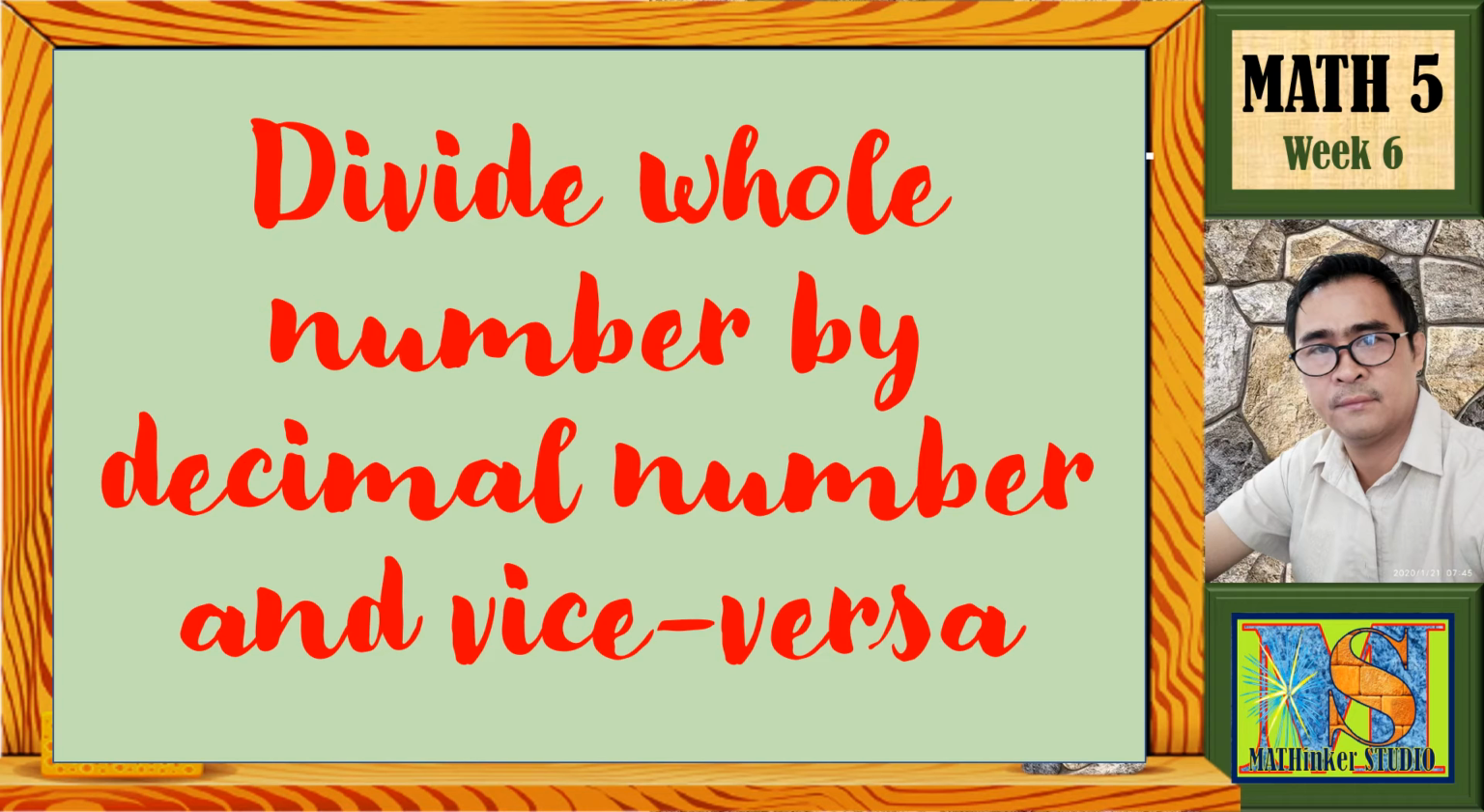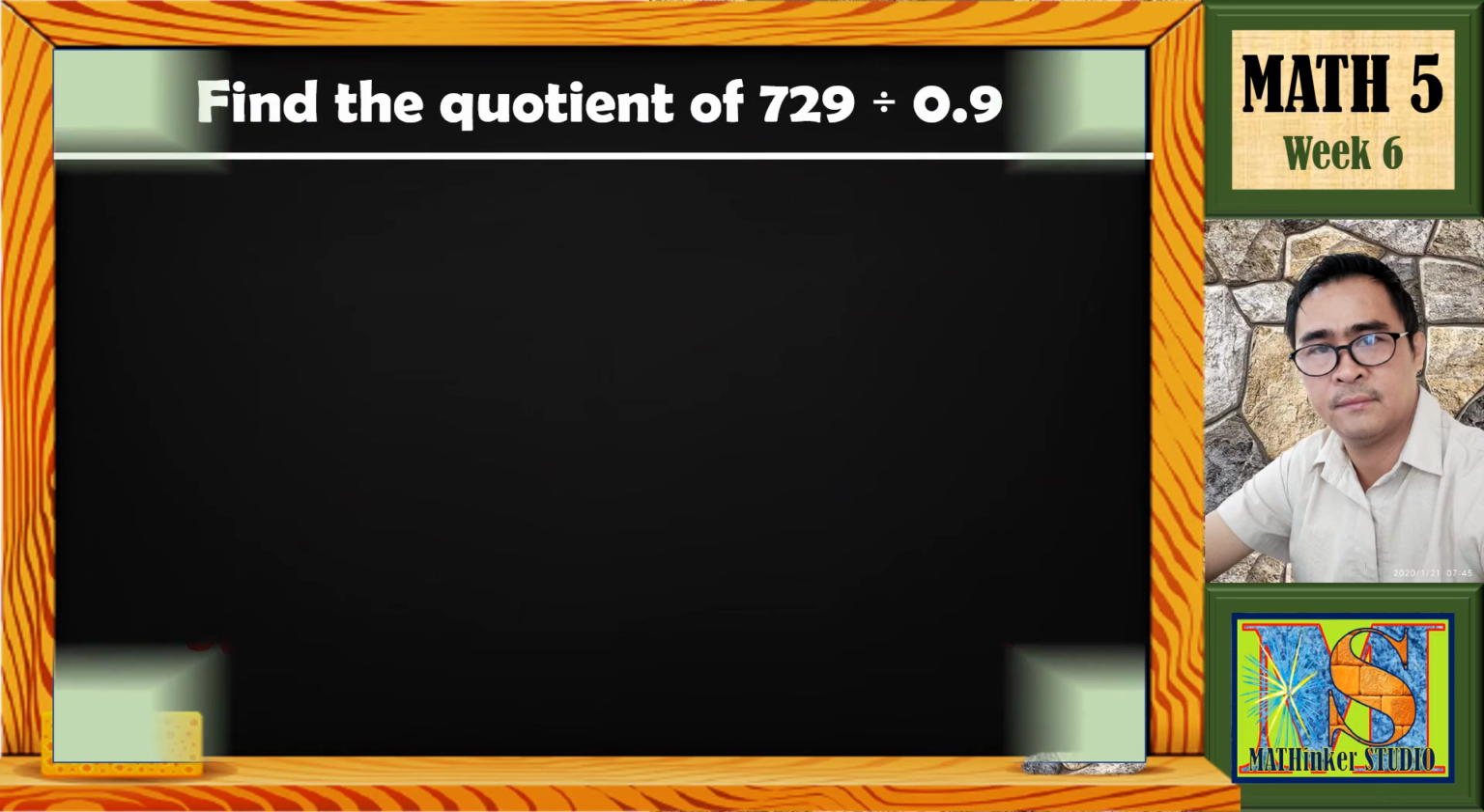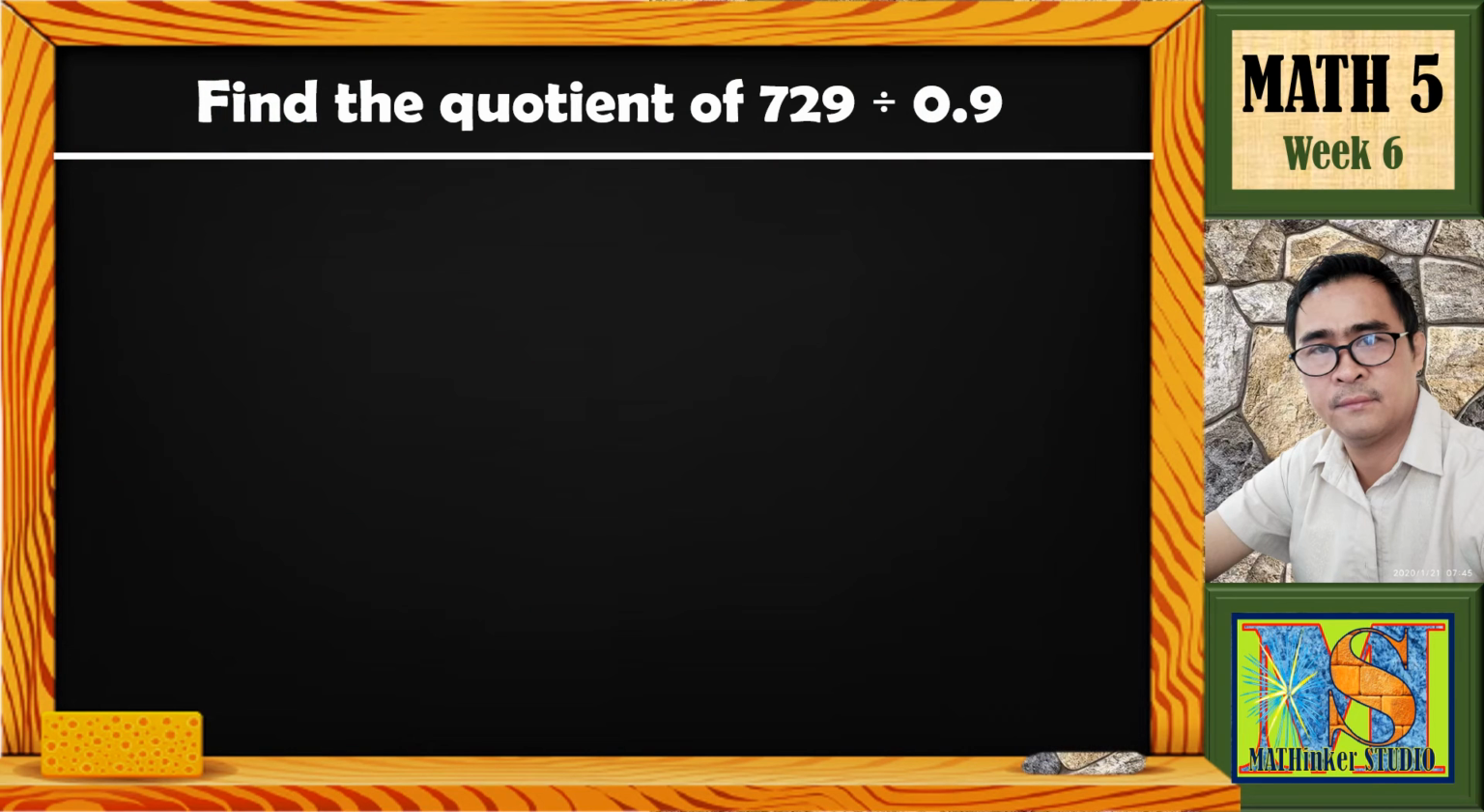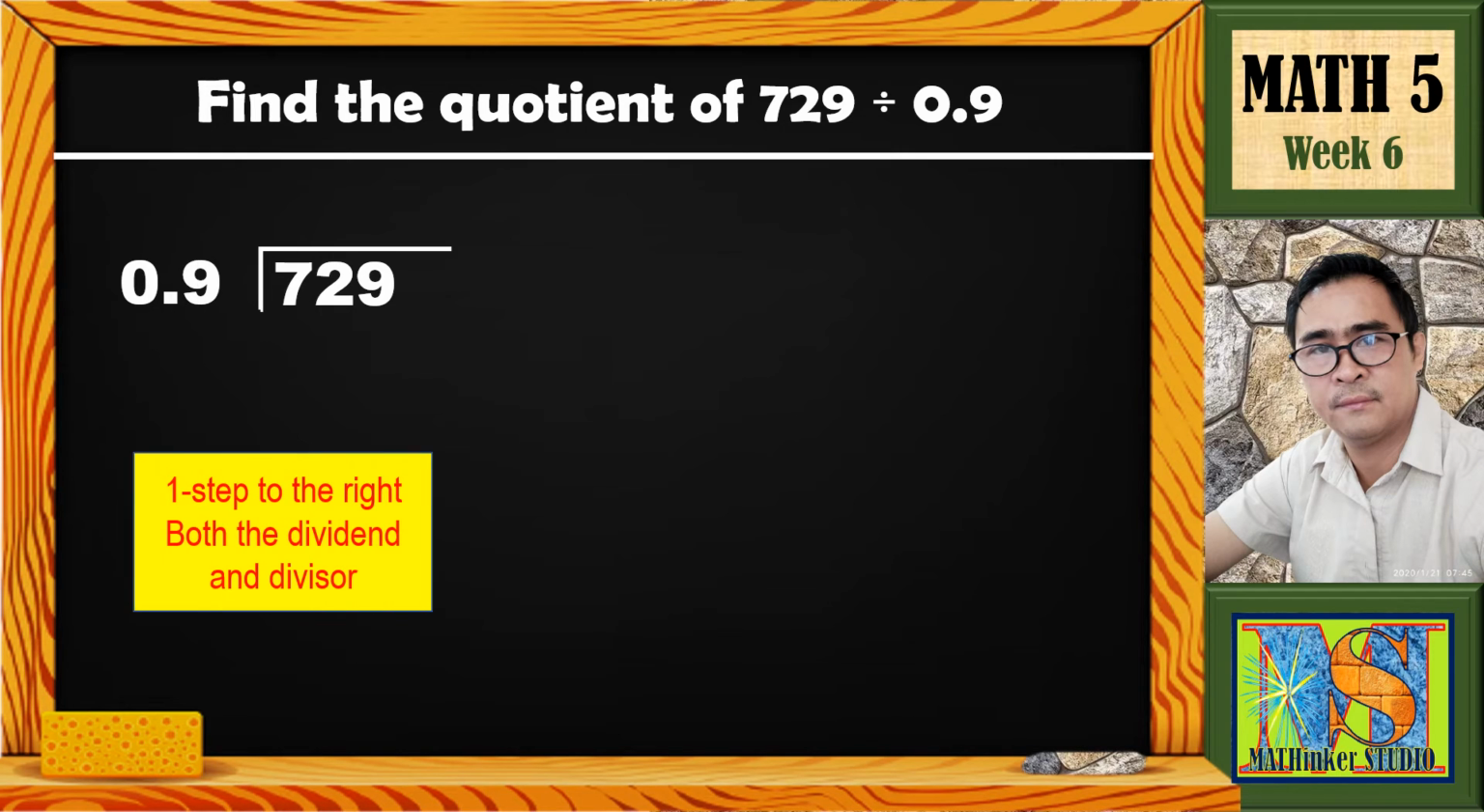Divide whole number by decimal number and vice versa. Ito ang unang example. Find the quotient of 729 divided by 9 tenths. Sulat natin ang ating division sentence. So, i-move natin ng one step to the right, both the dividend and the divisor. I-move natin ang decimal point ng isa papunta sa kanan. Ngayon, 9 na ang ating divisor.